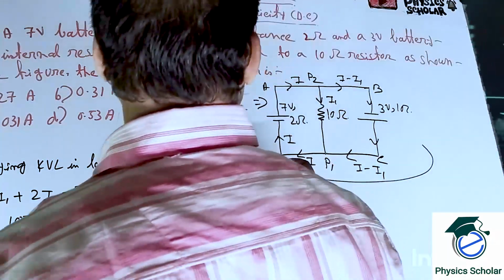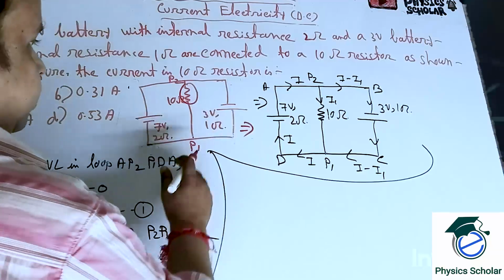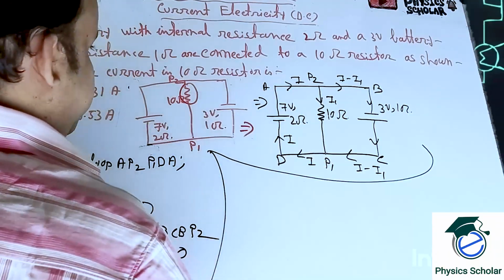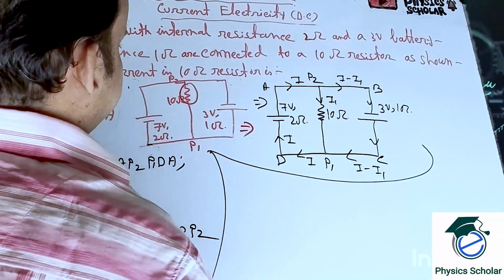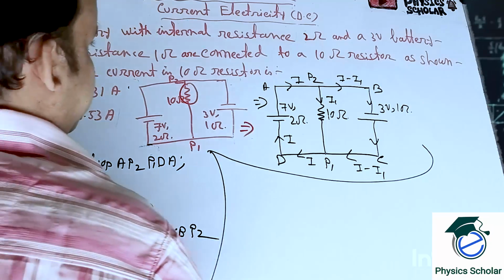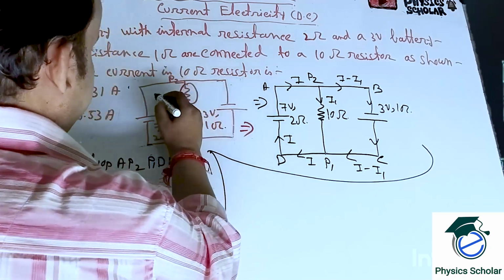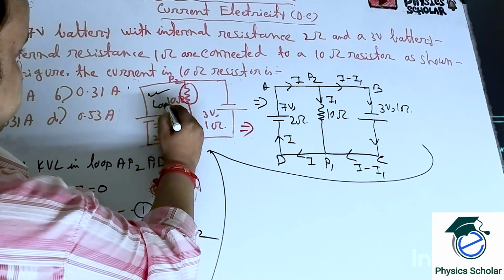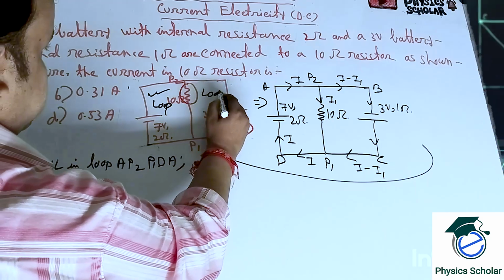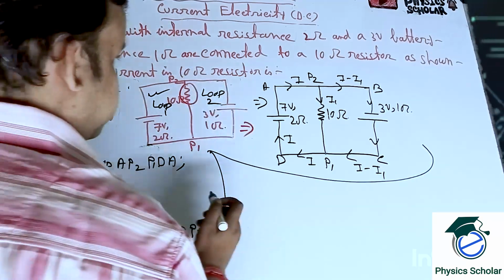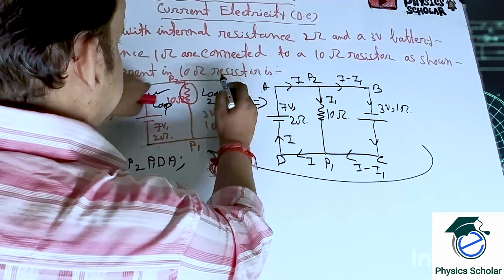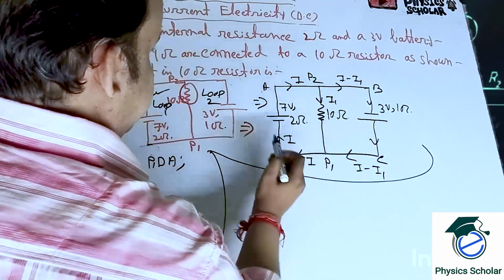Now I am redrawing the circuit, because I want to apply the KVL. See, 2 loops are there. This is loop 1, this is loop 2. Here we have A, B, C, D.